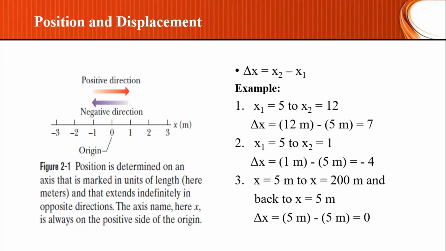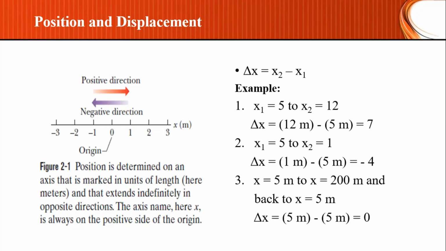For example, if the particle moves from x1 = 5 to x2 = 12, then the displacement is Δx = 12 minus 5, which equals 7. The positive result indicates that the motion is in the positive direction. If instead the particle moves from x1 = 5 to x2 = 1, then Δx will be 1 minus 5, which is minus 4. The negative result indicates that the motion is in the negative direction.